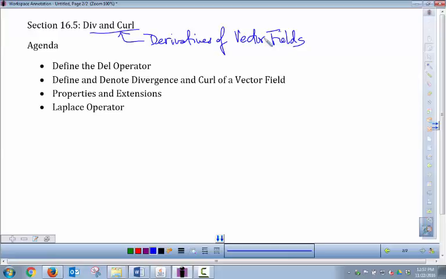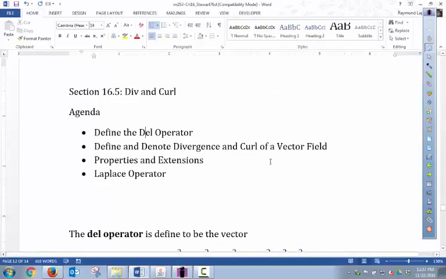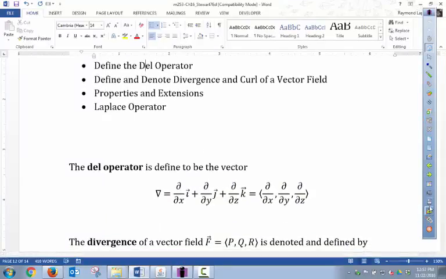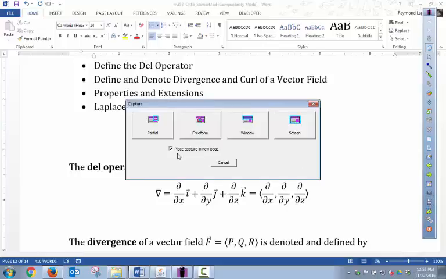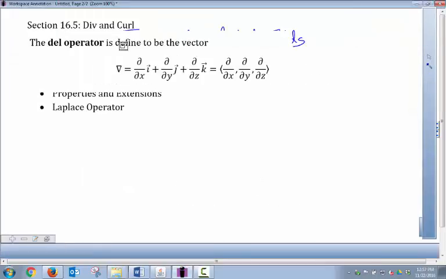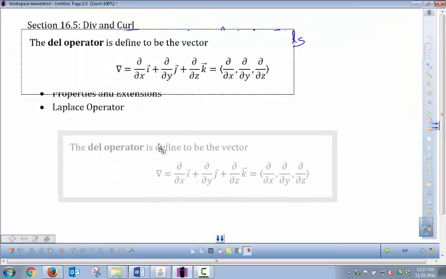We'll start with the del operator and then the notation and definition for the divergence and curl, and then we'll take a look at some properties. So let's start with the del operator.